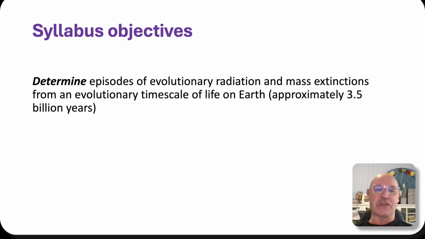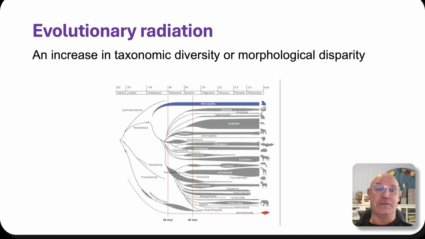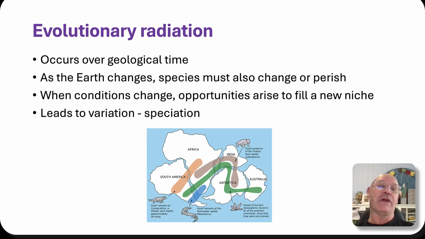So the second syllabus objective we're covering in this video is about determining episodes of evolutionary radiation and mass extinction from an evolutionary timescale of life on Earth, which is approximately 3.5 billion years. That's a long time. That's why we talk about it being geological time. So we're looking at evolutionary radiation and mass extinctions. So first of all, what are we talking about by evolutionary radiation? So it's an increase in taxonomic diversity or morphological disparity. So evolutionary radiation occurs over geological time, so long periods of time.